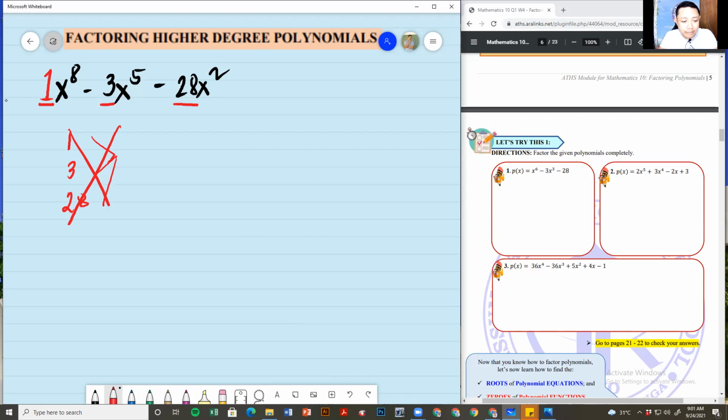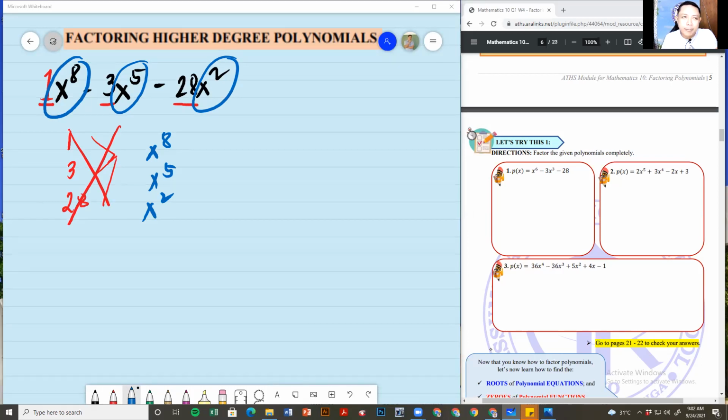Now, let's move on with our variables: x raised to 8, x raised to 5, and x squared. Do you see a common factor? What's the common factor among them? Type it in the chat box, please. Yes, there is an x. However, what is the highest degree of x that can be used as a common factor among all these variables? It's x squared. Very good.